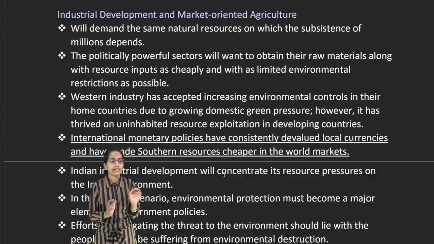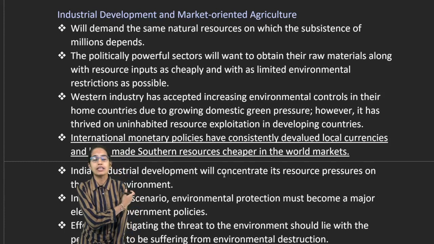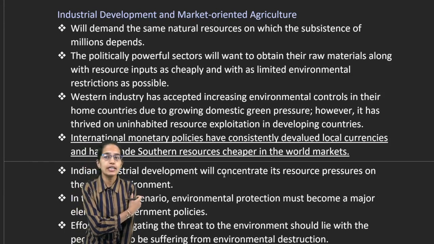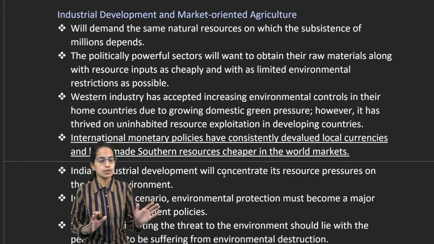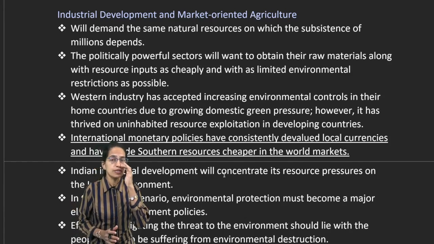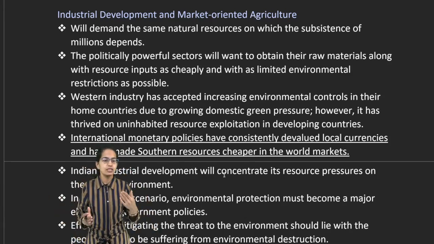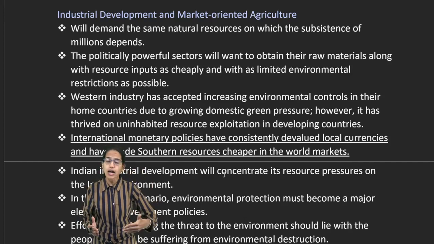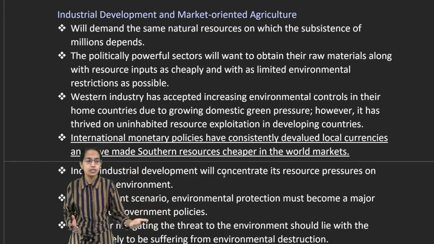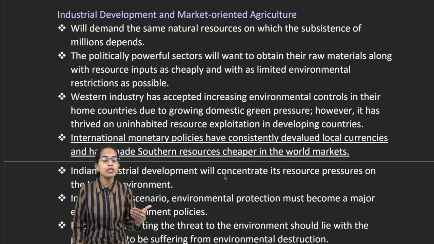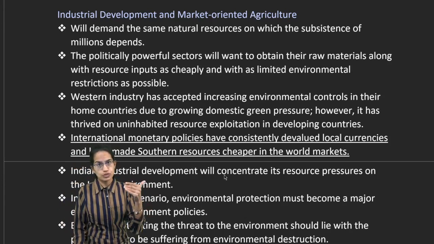The next is industrial development and market-oriented agriculture. Agriculture in India has primarily been for subsistence. However, with Western countries and the demand for exports growing, we need to understand that our policies should be oriented in such a way that there are more exports which could be offered.